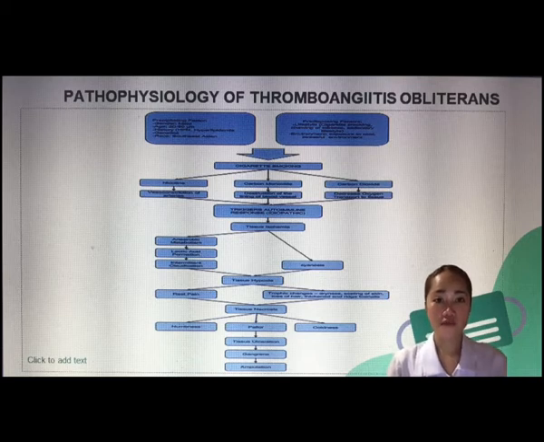Hi, I'm Jessa Compencio. I'm going to discuss the pathophysiology of thromboangiitis obliterans and also its management and the nursing diagnosis.